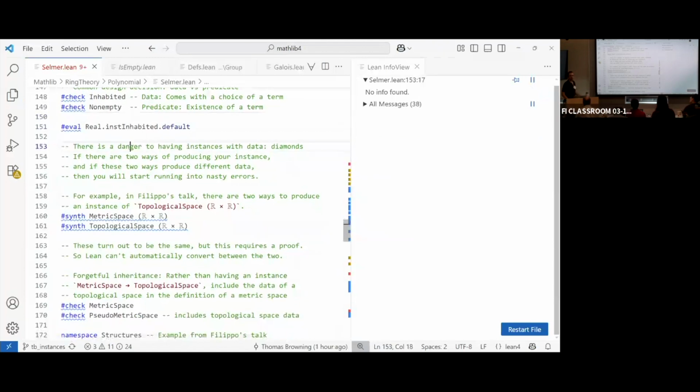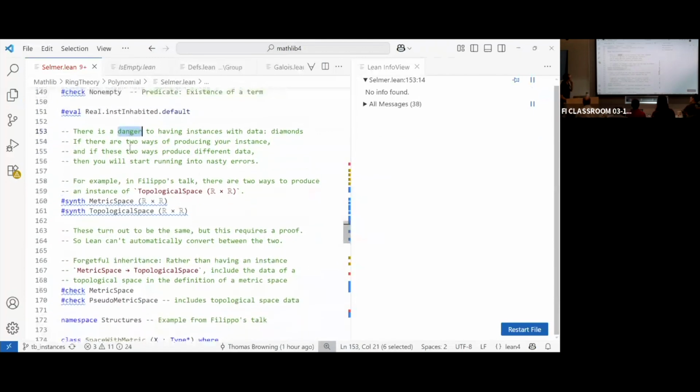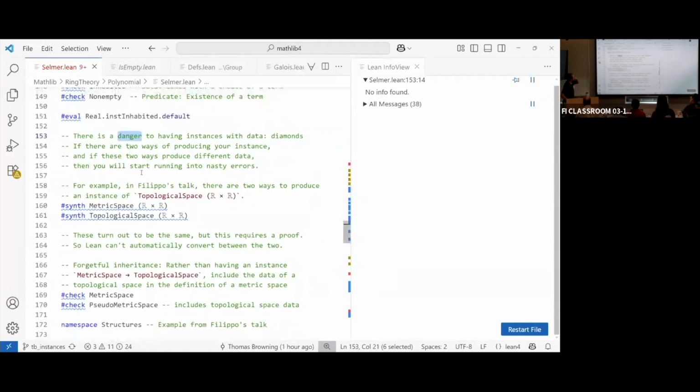Okay, so what is this trouble that I keep referring to? This is the heart of it. There are type classes that have data and type classes that don't. The type classes that don't have data are fine, no problems. But type classes that do have data sometimes cause issues, and this is the issue that Filippo got to at the end of his talk. These are diamonds. Basically, if your type class is carrying around data, and Lean is doing inferences to automatically go from one type class to another, then maybe Lean is producing your type class in the background with different data in two different ways. And then you start getting real thorny issues.